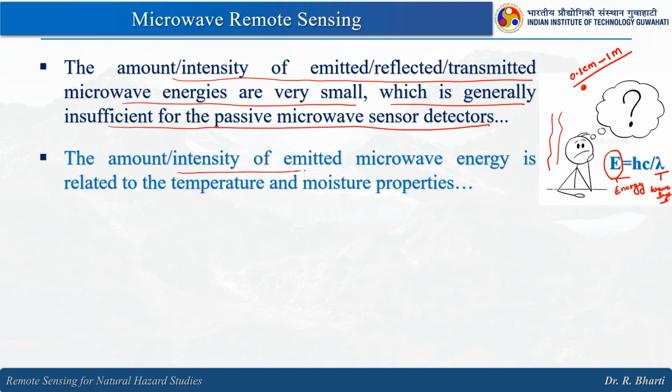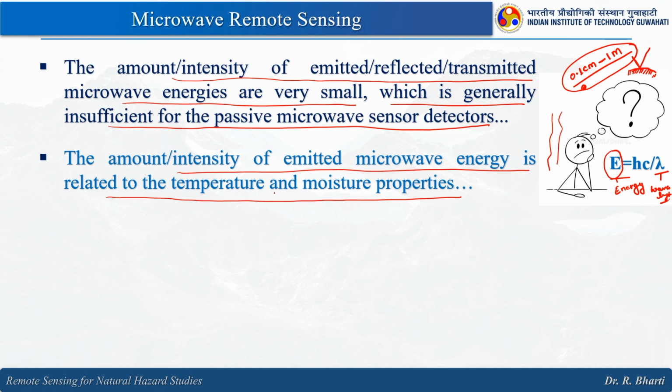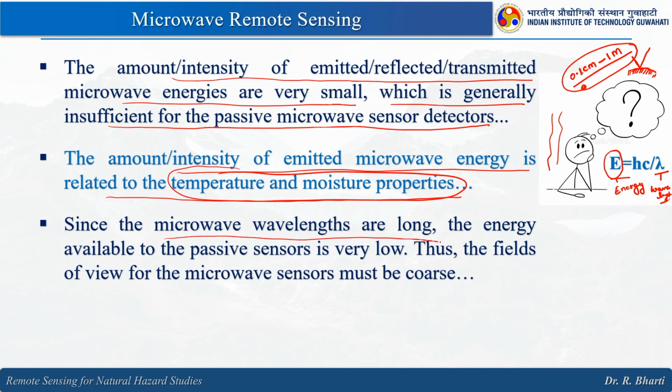The amount or intensity of the emitted microwave energy is related to the temperature and moisture properties, because we are talking about this wavelength which is absorbed by the surface which is having the moisture condition, right. So, microwave energies are absorbed, or it will be eaten, by the surface if it has high moisture content, right. So, in this situation what will happen? This will be controlled by the surface property. Since the microwave wavelengths are long, the energy available to a passive sensor is very low.